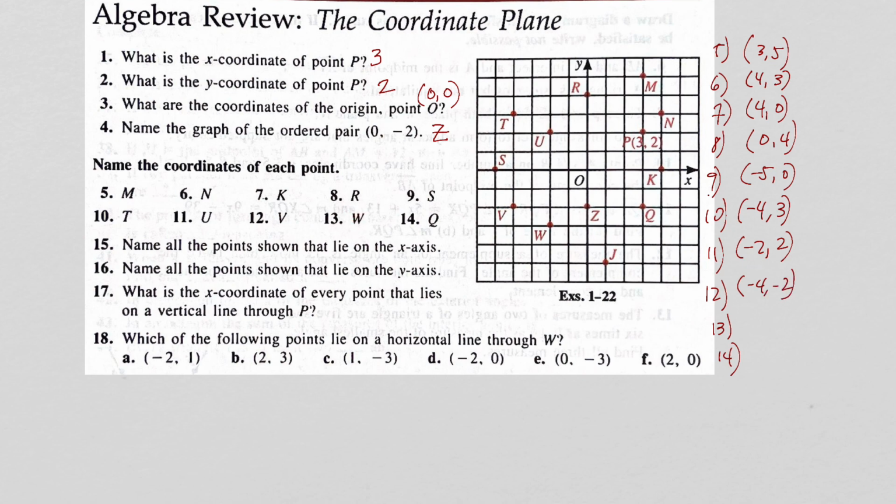Number 13 is W. That's negative 2, negative 3. And 14 is Q. That's a positive 3, negative 2. Oops, what did I just do?